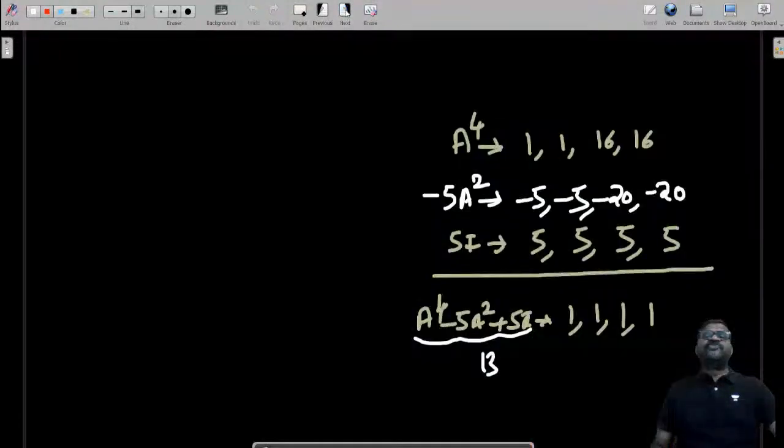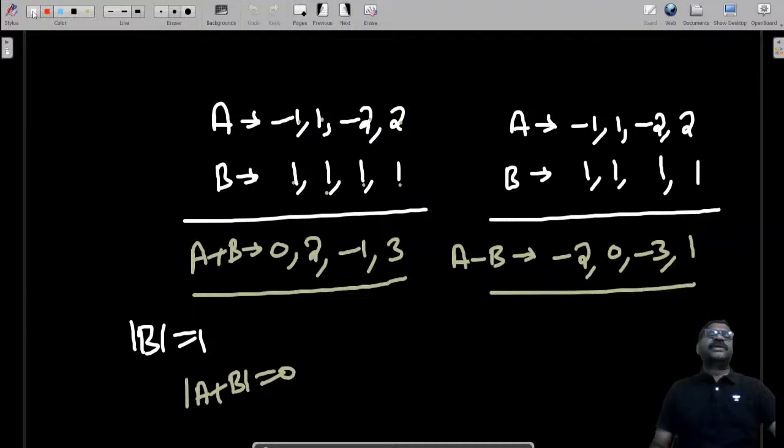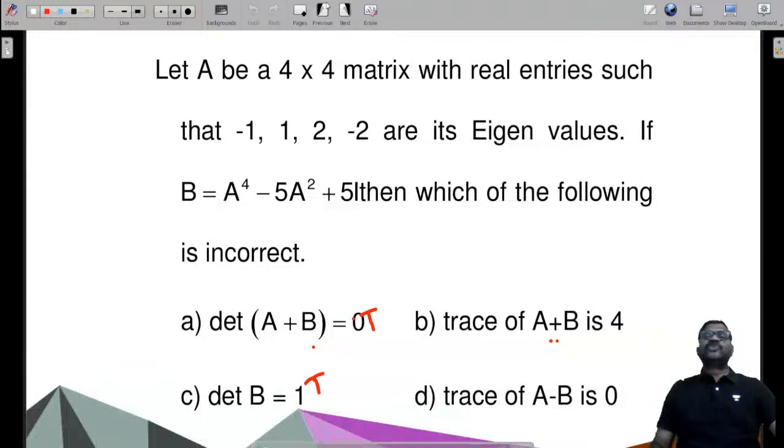Trace of A plus B is 4. Here I am calculating the trace of A plus B. 0 plus 2, 2, 2 minus 1, 1, 1 plus 3, 4. That statement is also true.